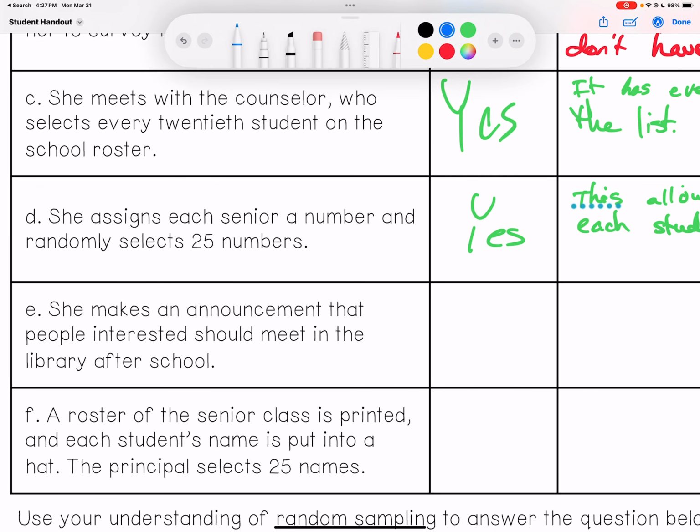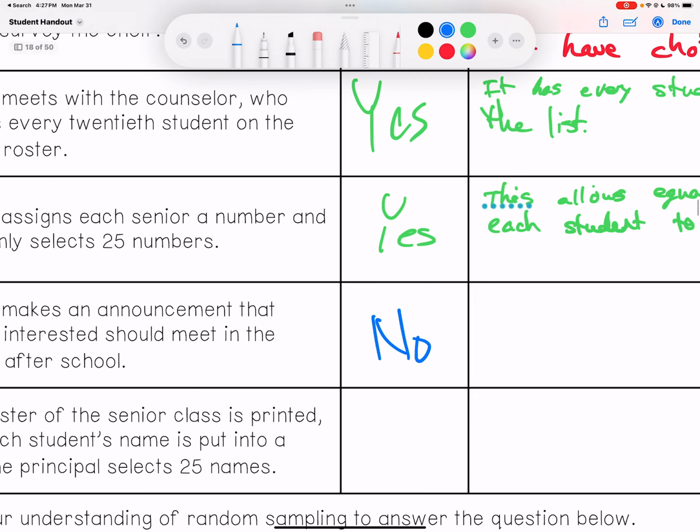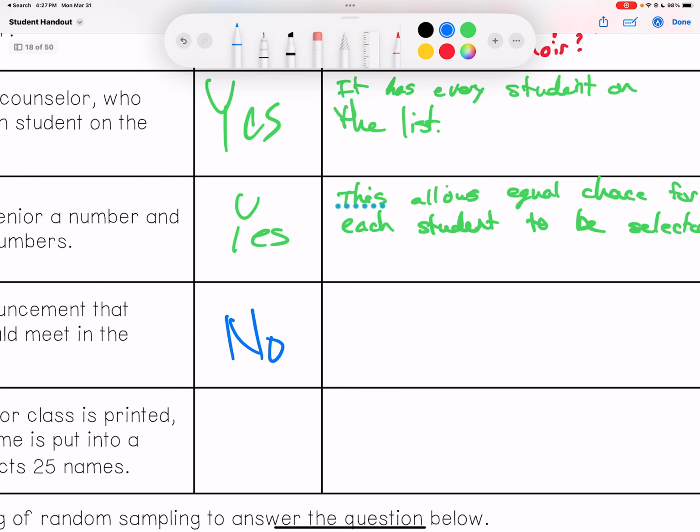All right, E. She makes an announcement that people interested should meet in the library after school. Is that a true random sampling? No, because guess what? Some people didn't hear the announcement. Some people didn't decide to show up. So it wasn't truly random. So this is not random because it only includes people who choose to show up.